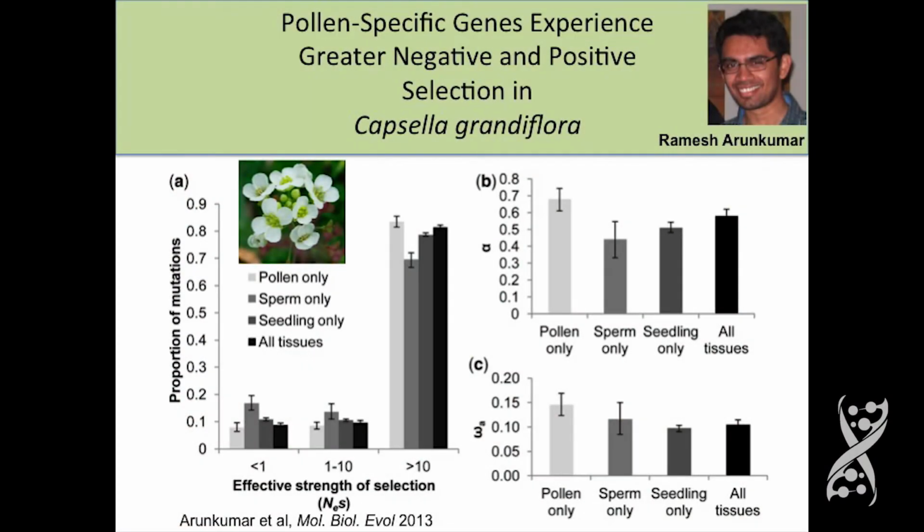And a grad student of mine, Ramesh Arunkumar, looked at this in the context of Capsella grandiflora data, where he was comparing genes that are expressed in the pollen, so that would be in the haploid phase, to genes that are not. And he found consistently more efficient selection, more evidence for strong purifying selection, and beneficial mutations in genes that are expressed in pollen compared to those that weren't. So that's consistent with the idea that ploidy also plays an important role here.